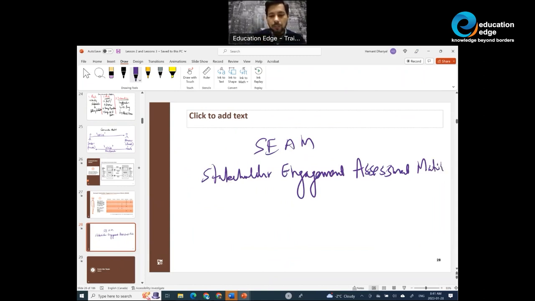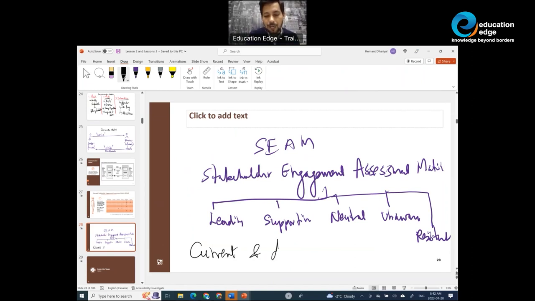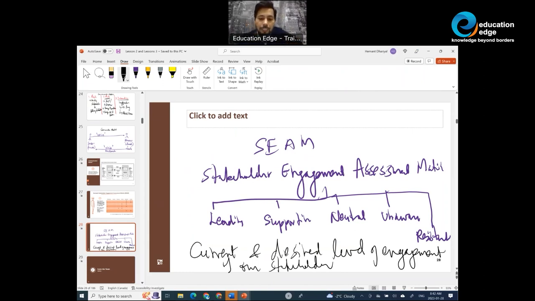Now, stakeholder engagement: some stakeholders could be leading. Some stakeholders could be supportive. Some stakeholders' engagement level could be neutral. Some stakeholders' engagement level could be unaware. And some stakeholders' engagement level could be resistant. So a stakeholder engagement assessment matrix helps you understand, what does it help you understand? It helps you understand the current and desired level of engagement of our stakeholders. Current and the desired level of engagement of our stakeholders.